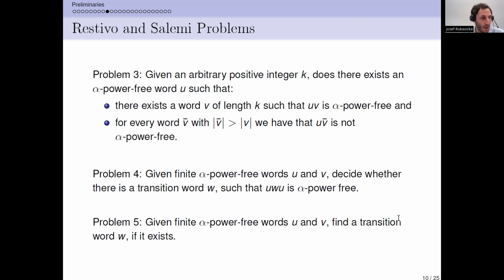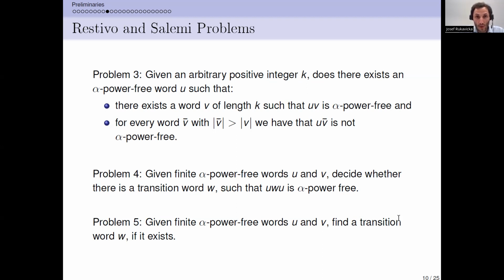And the problem 5, the last problem: given finite alpha power 3 words u and v, find a transition word w if it exists. So this concerns the problem 4. The problem 4 is about existence. The problem 5 is about a concrete example of such concatenation, of such transition word. So as I said, these are 5 problems that are quite natural, and really of interest if we are dealing with alpha power 3 words.